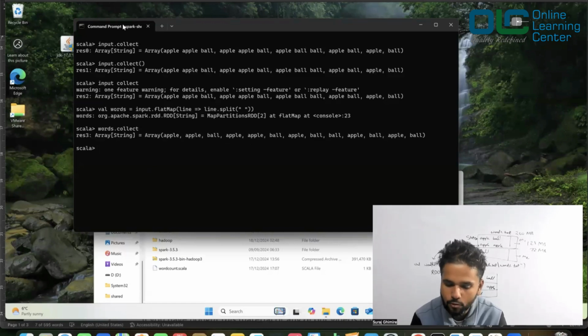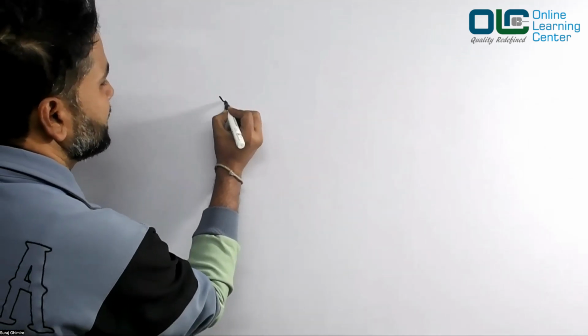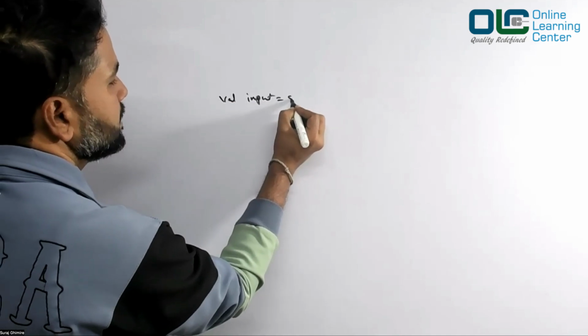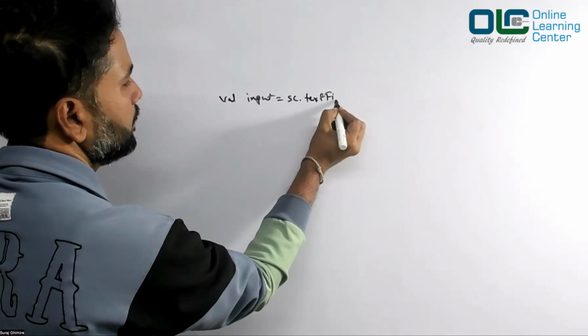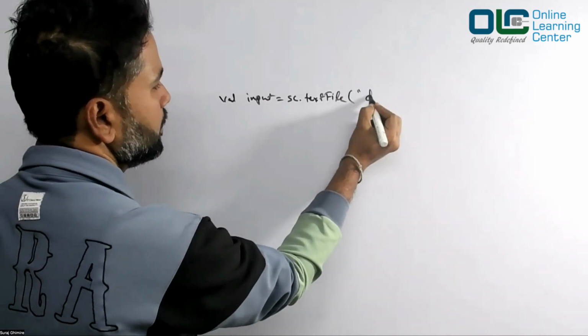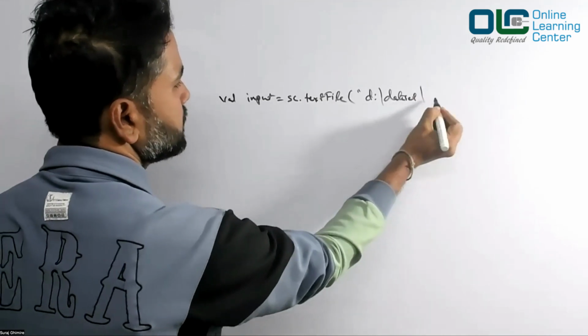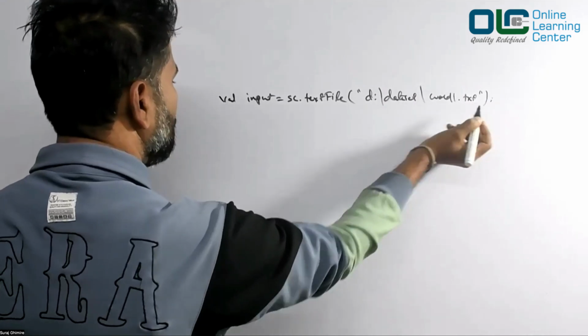So let us understand what has happened internally. I'll go back again. Let's understand that part. We had created our RDD. We just said input is equal to sc.textFile of D:/dataset/word1.txt. This we did already, right?